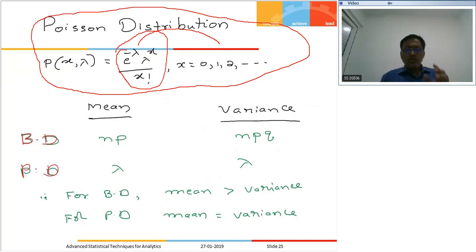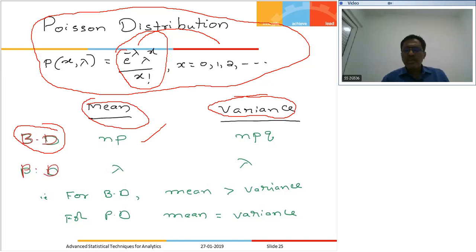Okay. Maybe I'll explain when we need to go for Poisson distribution and what this lambda is. I think we'll see in the next slide. Before going, whenever we talk about random variable, whenever we talk about distribution, I already told mean and variance are two important terms for us. In case of binomial distribution, mean is np and variance is npq. In case of Poisson distribution, mean as well as variance both are equal. That is nothing but our parameter lambda.